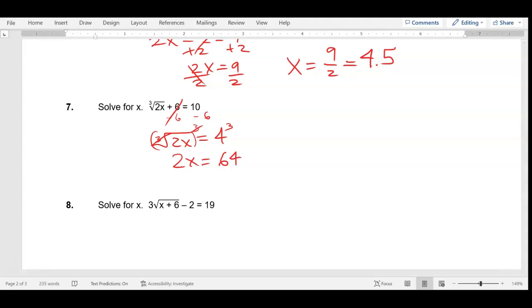Not done, because 2 is in front of x. We divide to get rid of a coefficient, and we get x equals 32.